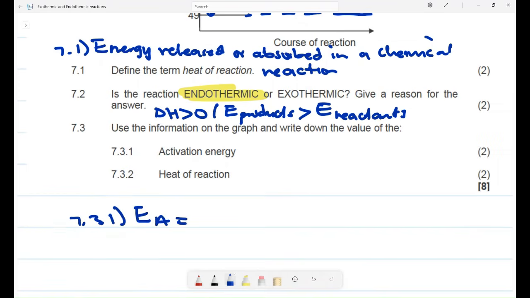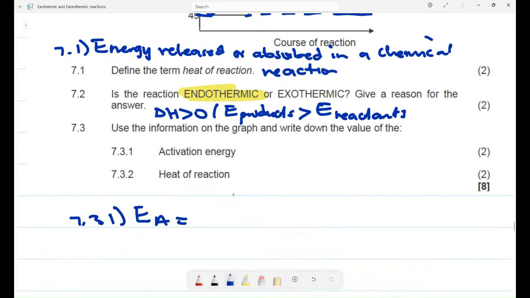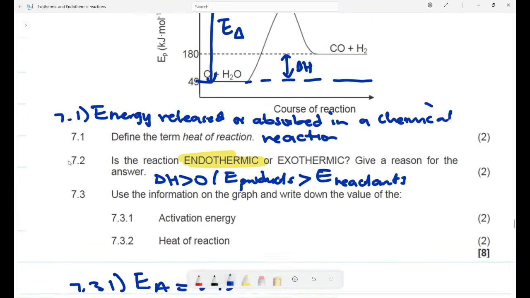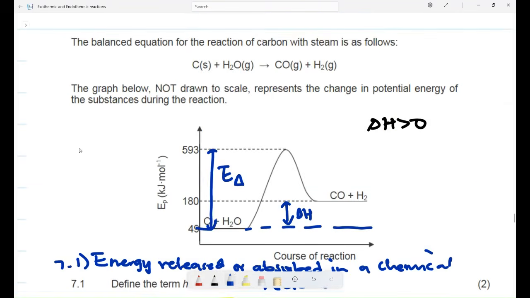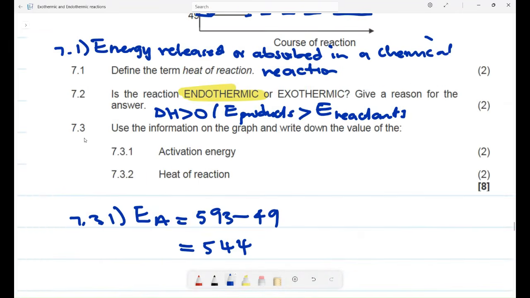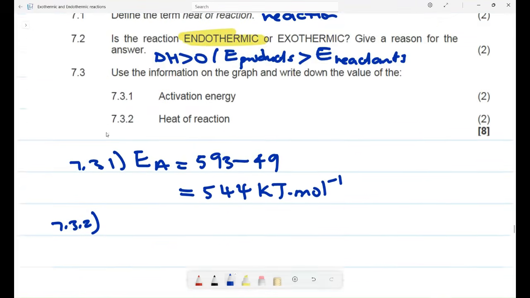Activation energy, remember, it is the energy from the reactants to the activated complex. So activated complex minus the reactants, which is this 593 minus 49. This gives us something like how much? Let me confirm that. 593 minus 49, something like 544. But what unit is very important? Kilojoule per mole. Okay, kilojoule per mole.